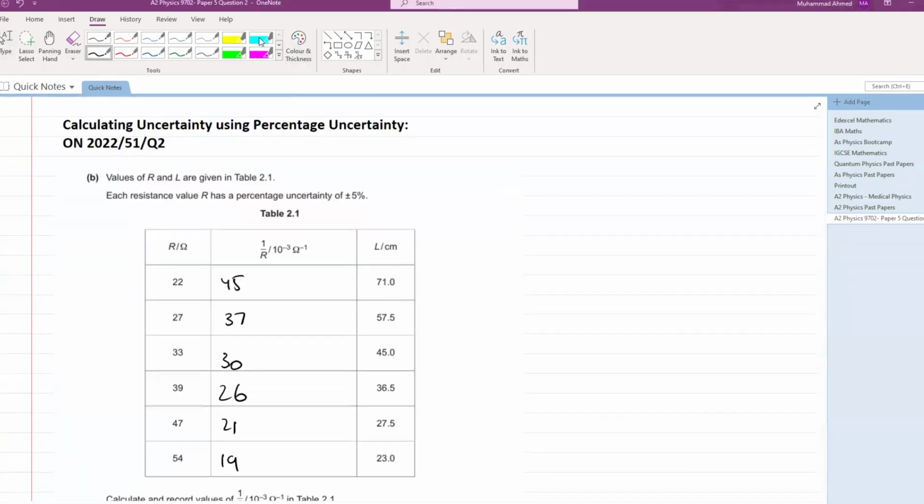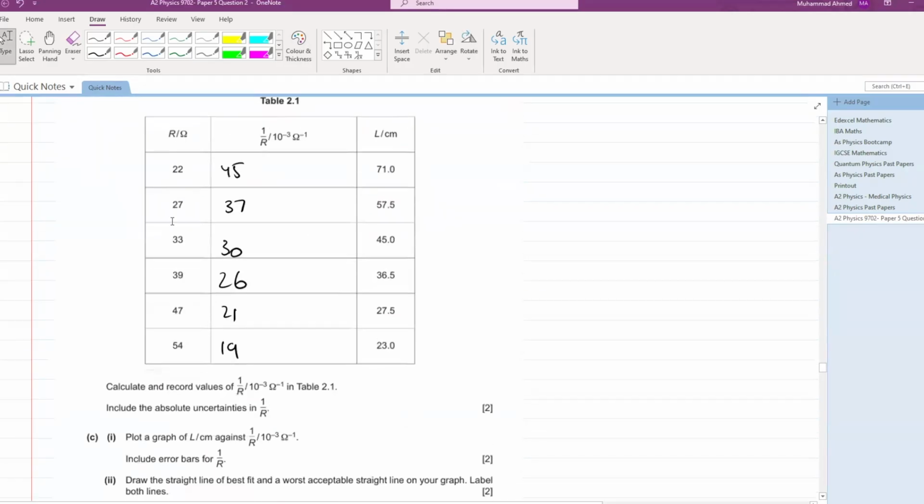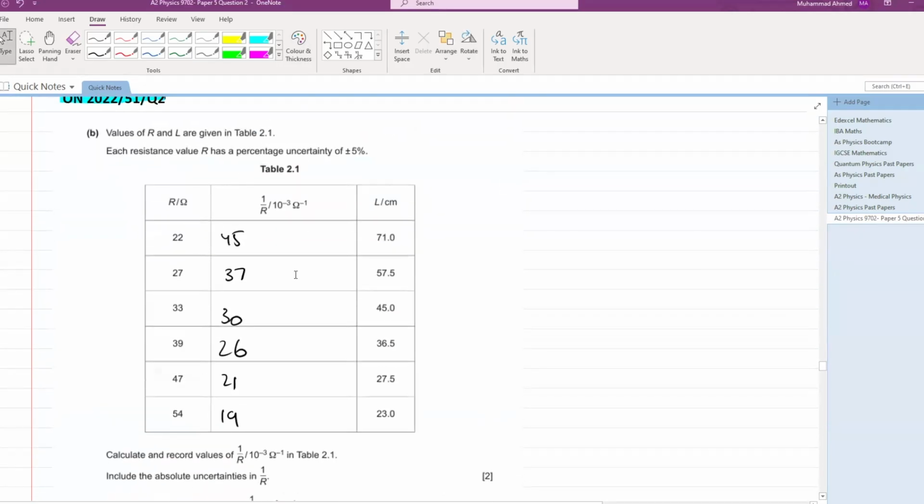Just a little bit of commentary here as well. You can see this is October, November 2022, paper 5, variant 1, question 2. I have just calculated the values. The problem that you will face here is if I put 1 divided by 22, my answer will come out to be 0.04545, and keep on continuing 45.